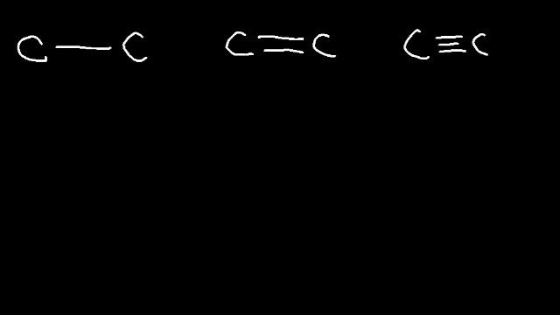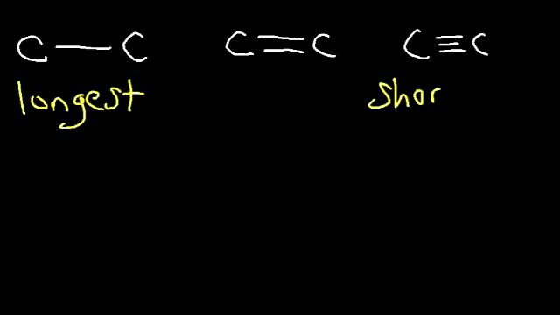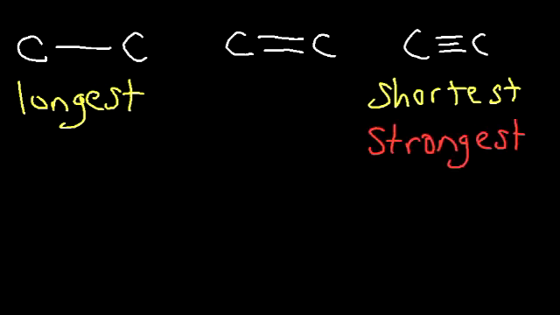Single bonds are long. So this is the longest bond out of the three listed. Triple bonds are usually short. However, a triple bond is stronger than a single bond. The single bond is the weakest of the three listed here. The reason for that is because the triple bond has 3 bonds, whereas the single bond has 1, so 3 bonds is going to be stronger than 1.